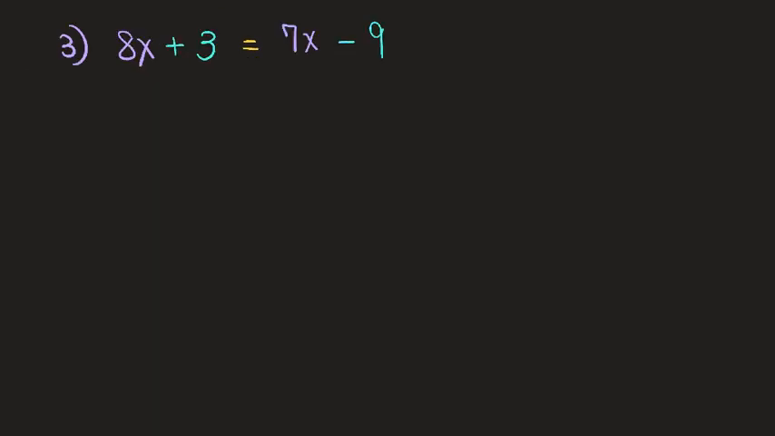Question 3, write this one down: 8x plus 3 equals 7x minus 9. First thing we're moving are these purple x's right here. We want 7 x's to go to the same side as the 8 x's. Try that on your own.